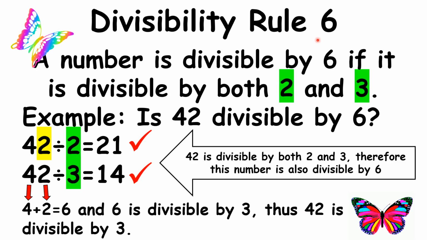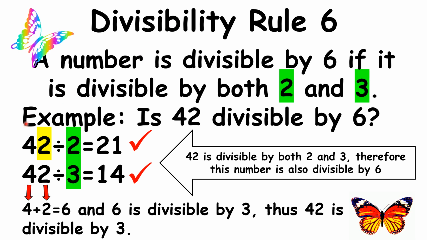When is a number divisible by 6? A number is divisible by 6 if it is divisible by both 2 and 3. Example, is 42 divisible by 6? To know if 42 is divisible by 6, test whether it is also divisible by 2 and 3. Recall the divisibility rules for 2 and 3. A number is divisible by 2 if the last digit is 0, 2, 4, 6, or 8. A number is divisible by 3 if the sum of the digits is divisible by 3.